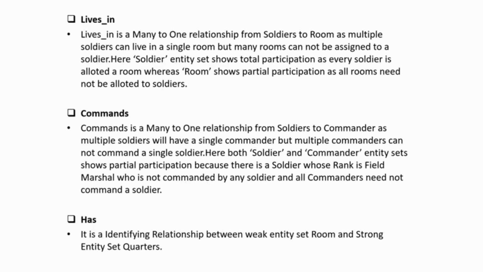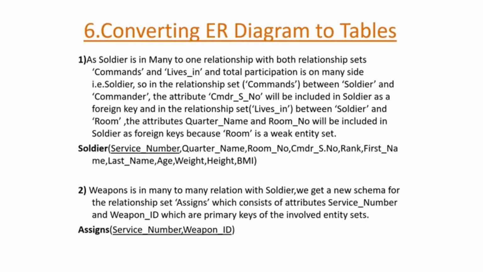Here, both soldier and commander entity sets show partial participation because there is a soldier whose rank is field marshal who is not commanded by any soldier, and all commanders need not command a soldier. Finally, there is also a relationship named has, which is an identifying relationship between weak entity set room and strong entity set quarters. After understanding all entities and the relationships between them, we will now convert these into tables. First, we need to understand the most important entity in the database, soldier.